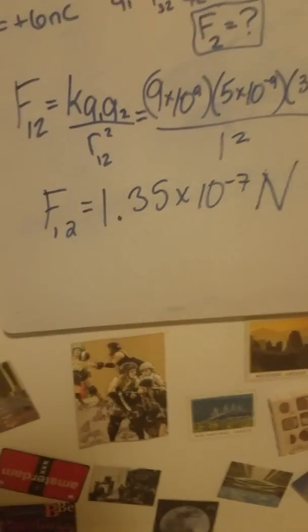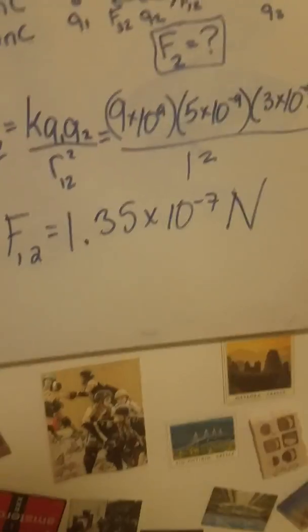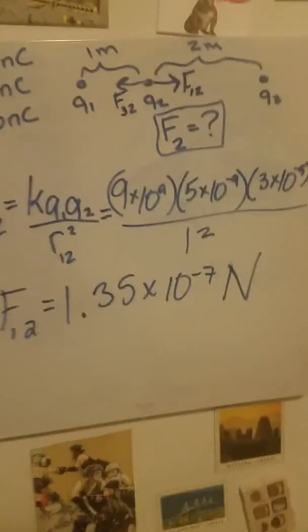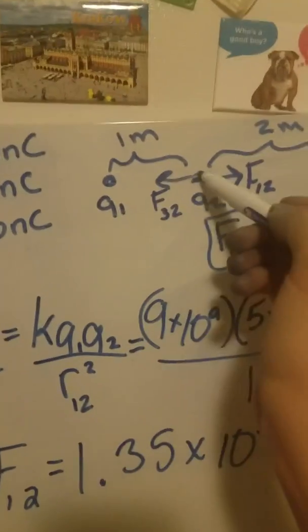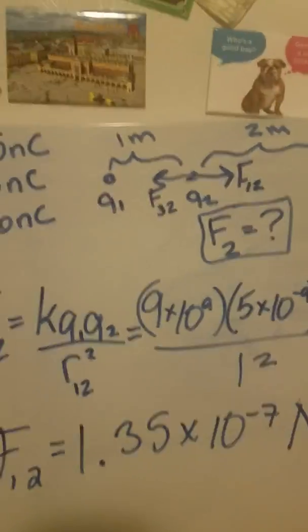A reminder that this is just a magnitude. In other words, this is not giving us the direction. We figured out the direction earlier by using the logic of these are both positive, it's going to repel, so the force is to the right. We're not getting the direction of that force out of this formula.